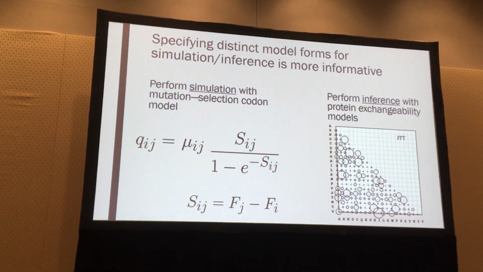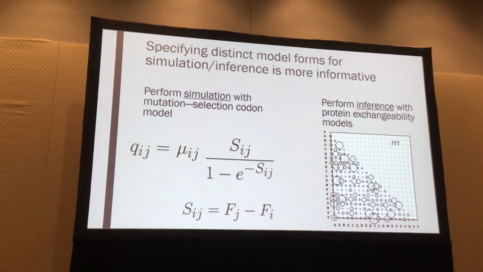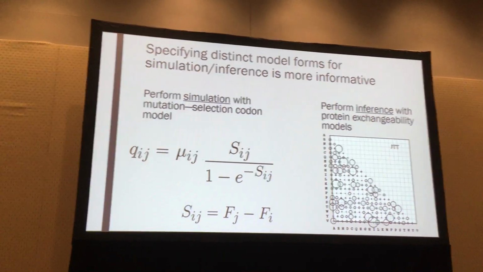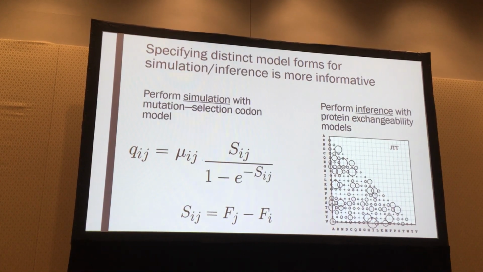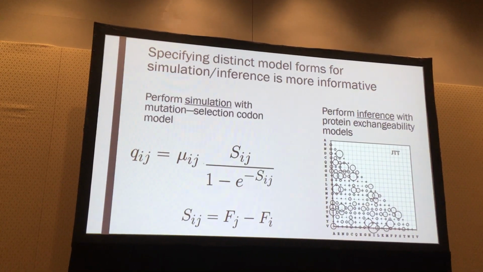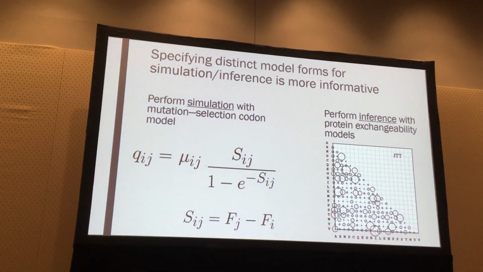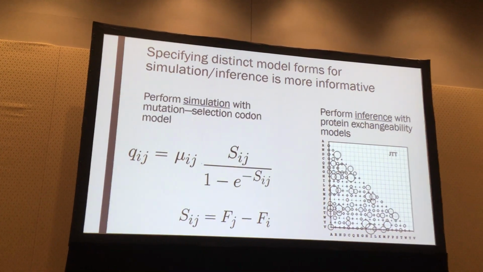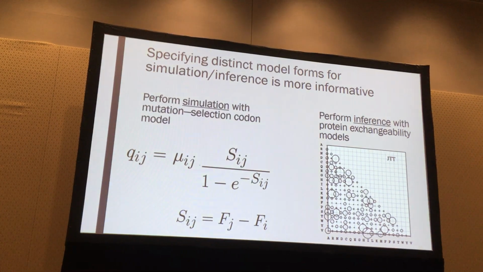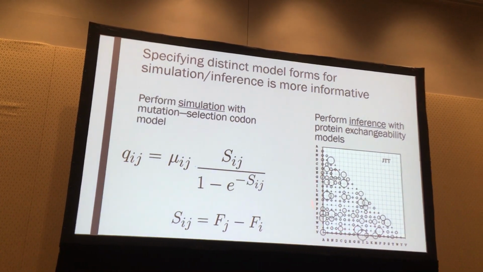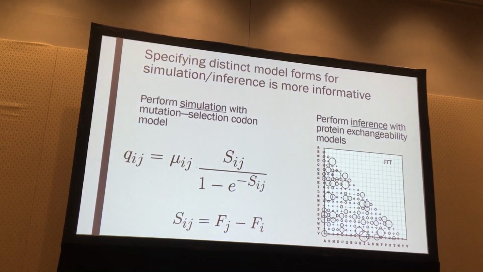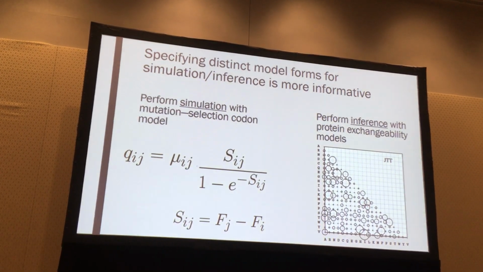So what I do here is I actually perform simulation with a codon level model. It's called the mutation selection model. Basically, it considers that at each site in a protein, there is a specific set of amino acid preferences and a global set of mutation rates. So you're actually taking into account the fact that there are different evolutionary constraints operating across the protein. You don't have a global matrix. On the other hand, for inference, I'm going to use these protein exchangeability models, which have nothing to do with the site-specific nature of the simulation. In the interest of time, I'm not going to get into the model too much, but happy to talk later.